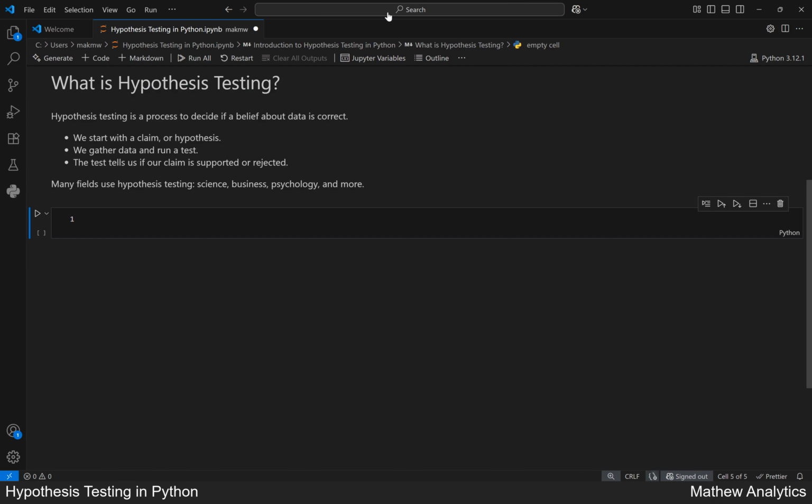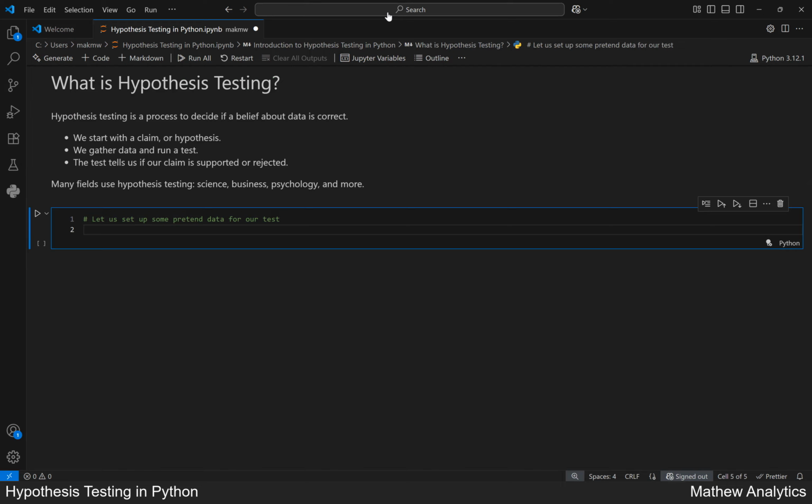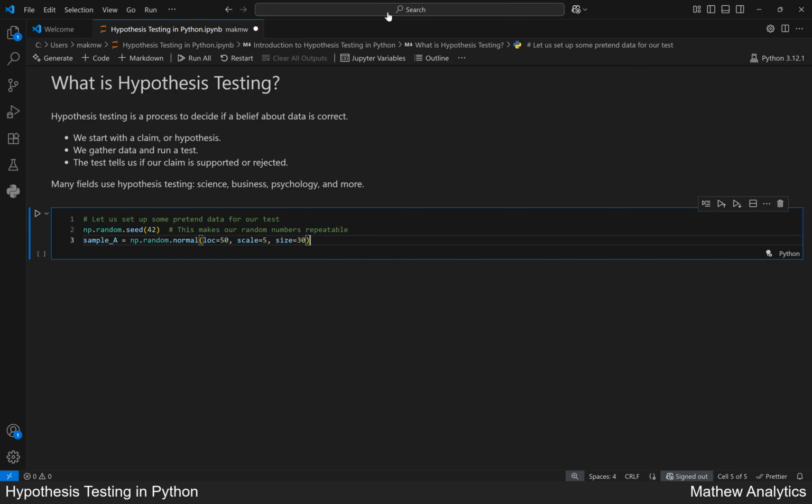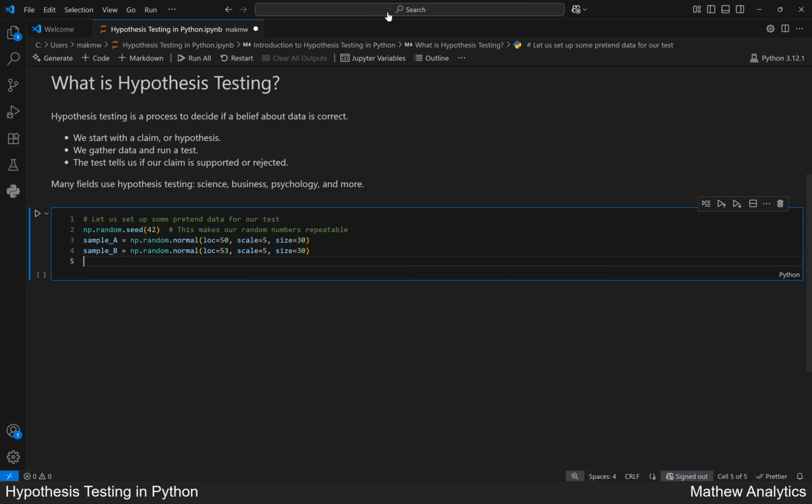Now we will make up some sample data, like scores from two classes. First, we set a seed for our random numbers to keep things repeatable. Next, we create the first sample, representing scores from Group A. Then, we create sample B, where scores are a little higher on average. Running the cell now. What could Group A and Group B be in a real-world experiment?